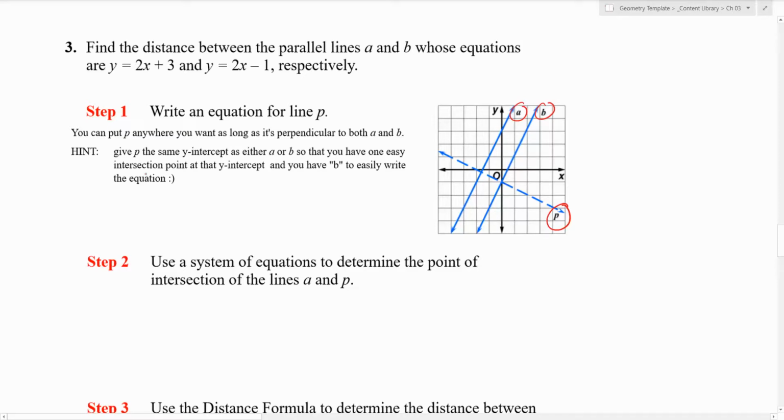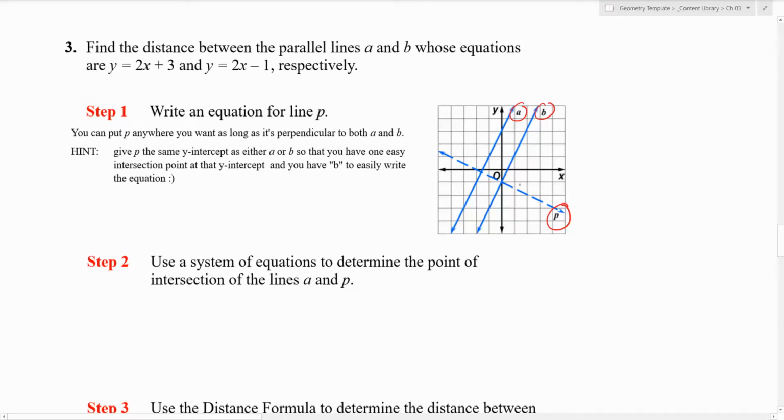Hint: give P the same y-intercept as either A or B, so that you have one easy intersection point at that y-intercept, and you have b to easily write the equation. I think that's a smiley face. All right. So let's go with a point we already know.